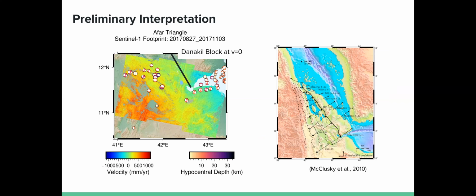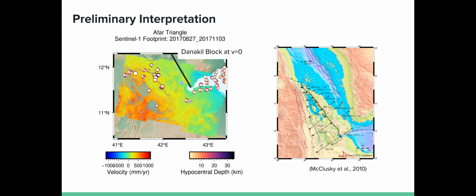One model that I'm showing on the right is from McClusky et al. 2010, and they're proposing that the Danakil block, which is this feature near the center of the right-hand image where that dark line cuts through, is one side of a hinge that is opening. I noticed in my, again, preliminary results that the velocity map shows that this region that correlates to the position of the Danakil block has a velocity near 0. So it seems that this might indicate that this region of ground is in fact a static feature.